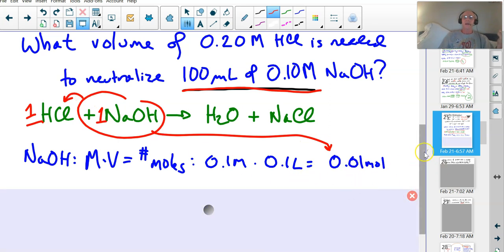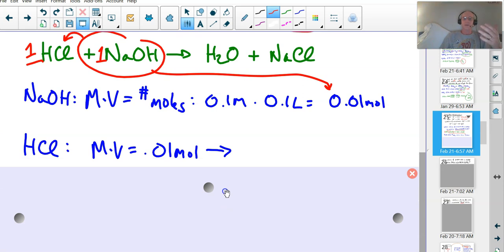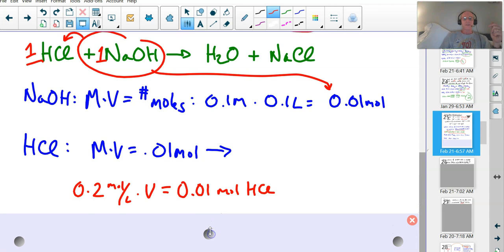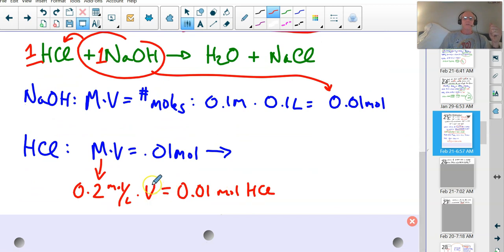So we go back and we use M times V a second time. All right, M times V is number of moles for HCl as well as NaOH. Remember, 1-to-1 stoichiometry. So if we have 0.01 moles of HCl, we can substitute some values in. So we knew the molarity that was given in the expression, 0.2 molar, shown right there. And we multiply it by volume to give number of moles, and we just figured out number of moles, because it was number of moles of the NaOH, and of course they're equal because of 1-to-1 stoichiometry.